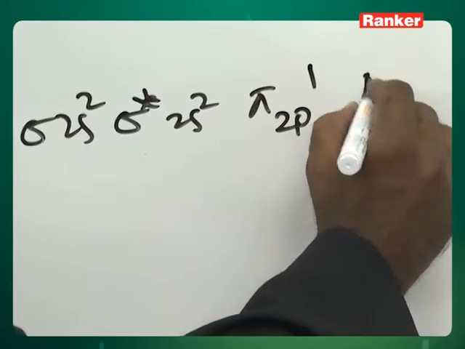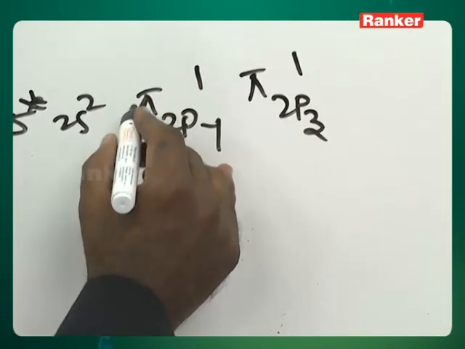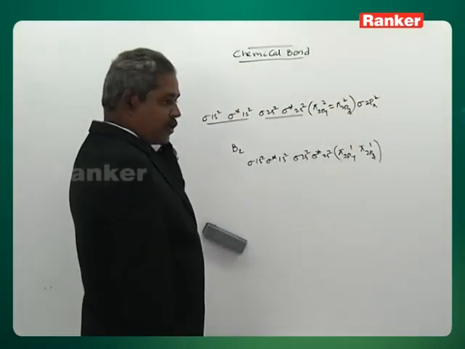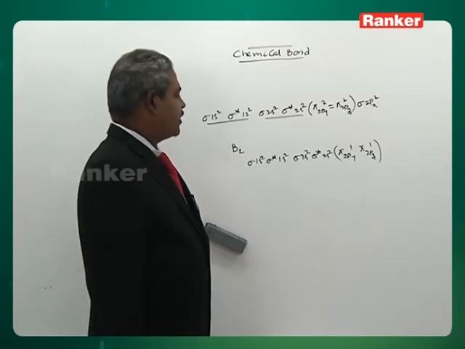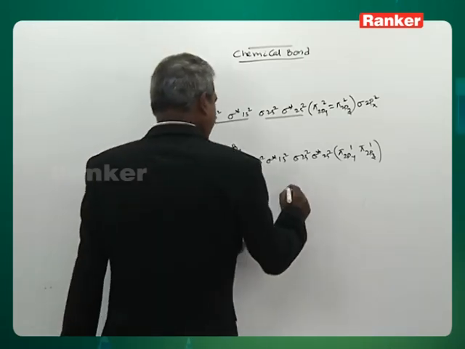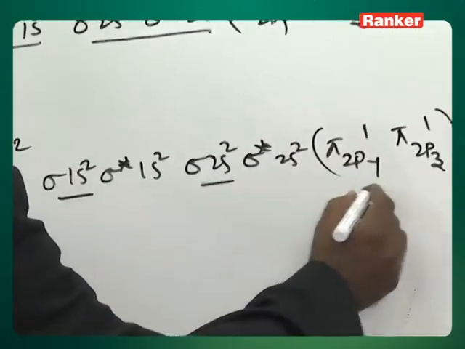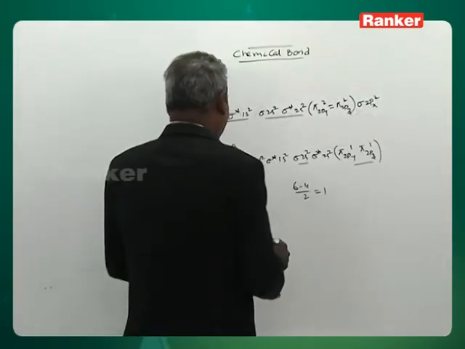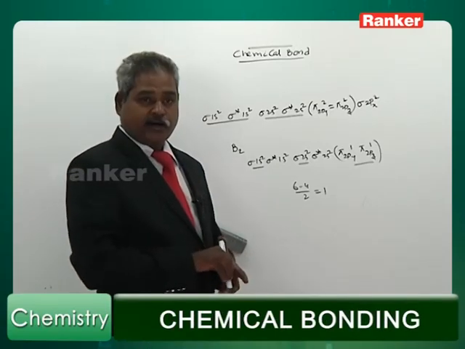2py1, pi 2pz1. So, how many unpaired electrons are there? B2, pi 2py1, pi 2pz1. Therefore, the bond order is how many? 2 plus 2 plus 2, 6 minus 4 by 2. The bond order of B2 is 1, and in that you have two unpaired electrons.